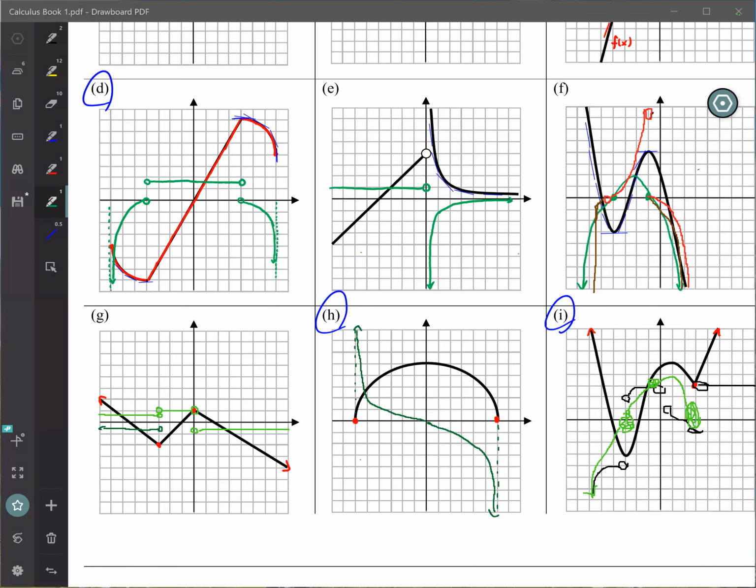Wait, so all of these are approximate though, right? Yeah, you don't know exactly where it is. Okay.